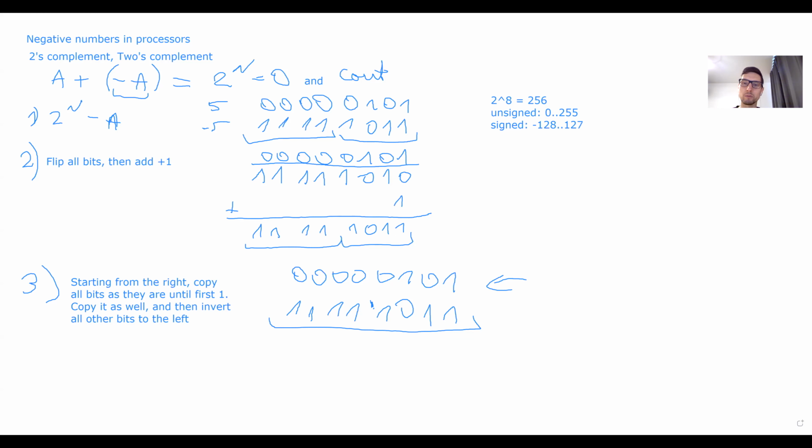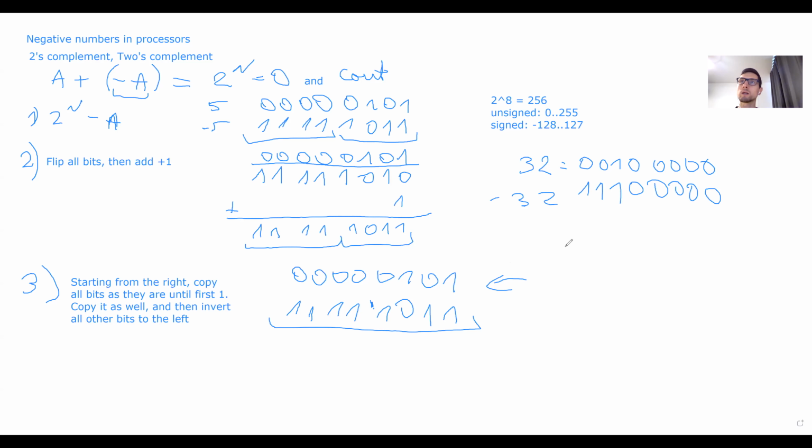Maybe I'll try to use a different number. Okay, so for example, number 32. Let's do a quick conversion. 32 equals 0, 0, 1, 0, 0, 0, 0, 0. So if I use this third method, I can just copy bits 0, 0, 0, 0, 0. Here I made the first one, I copy it, and the next bits I flip, right? So this would be -32.